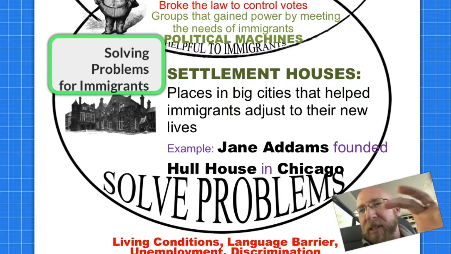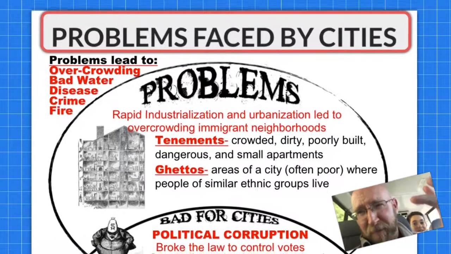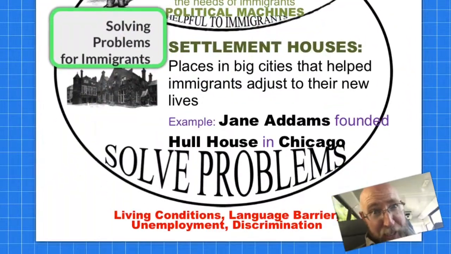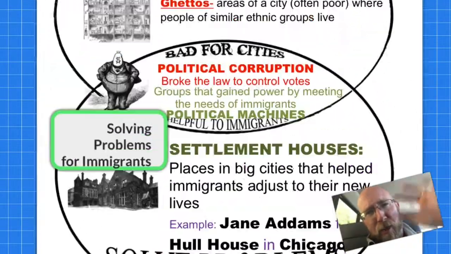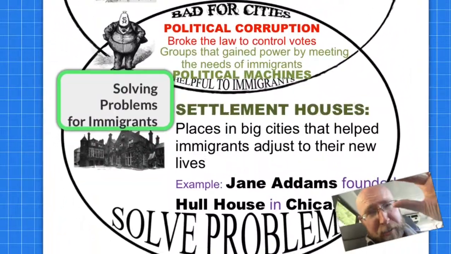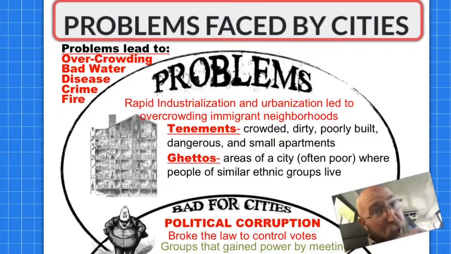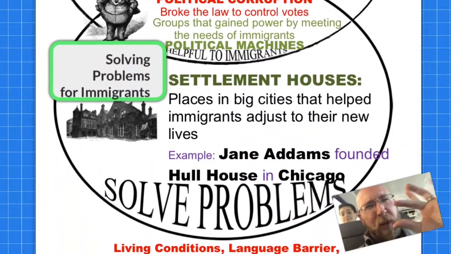So the top part is bad things. The bottom part is good things. So bad things, good things. Bad for cities, good for immigrants. And one of them is in the middle between both of them.